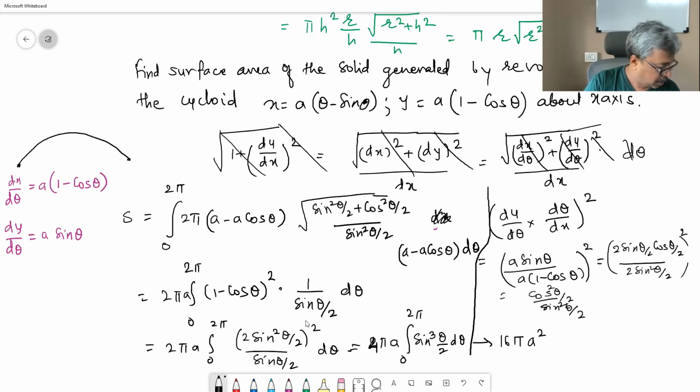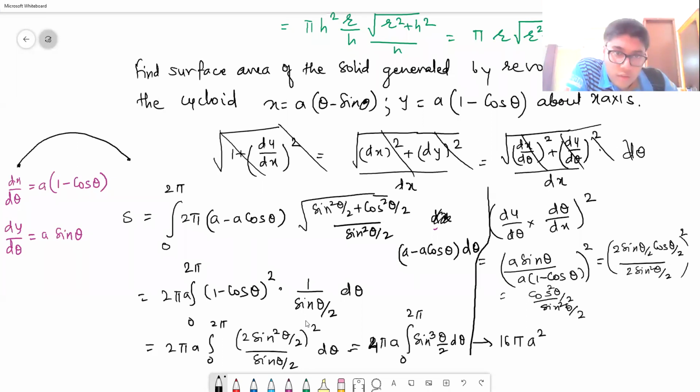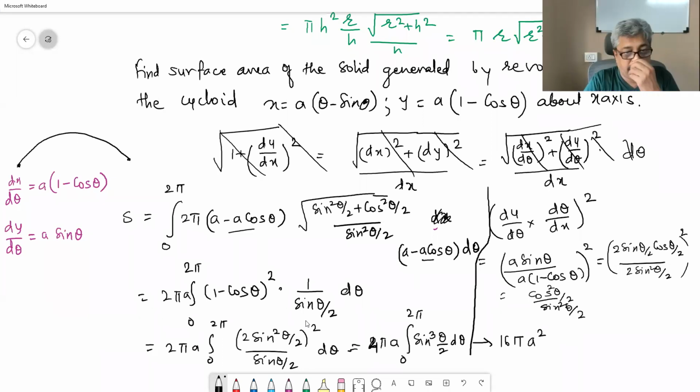Now, did I miss an a somewhere here? Yes, sir. When you multiply the 2a minus a cos theta terms, this a here and one more a here, so this should be a square. So this is 16 pi a square integral 0 to pi. When you substitute theta by 2 is equal to phi, sin cube phi d phi.